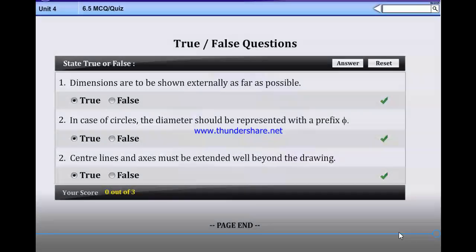Now the next one: center lines and axis must be extended well beyond the drawing. Is it true or false? Yes, it is true. Why? Because when the center line is given, it is extended outside of the figure, and the actual figure will be represented. The center line flows like a line outside. So when we are saying true or false, the statement as given is a false representation.